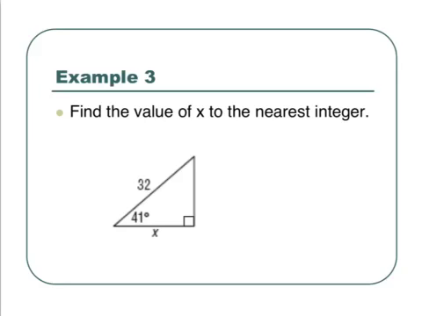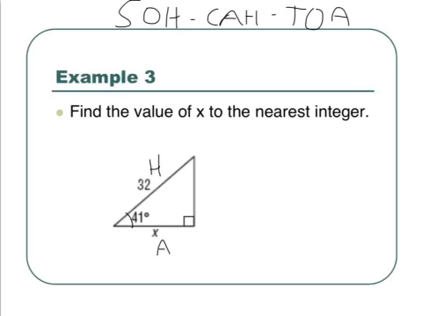Alright, so now we're going to get some diagrams here. We want to find the value of x to the nearest integer. And remember, SOHCAHTOA will be very, very important. So, find the value of x to the nearest integer. Right now, if you're looking at this angle, the x is adjacent and 32 is the hypotenuse. So cosine is the one that I'm going to be using.